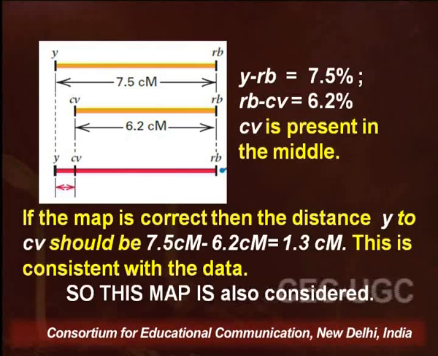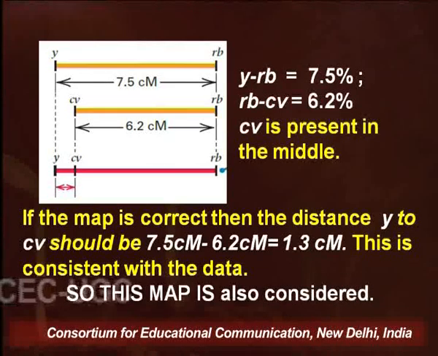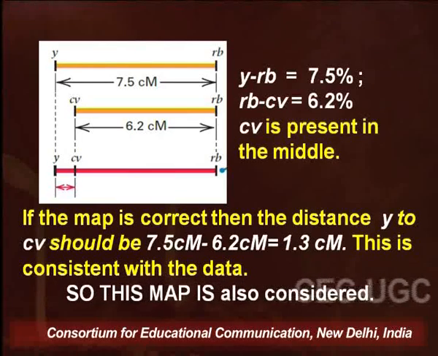Now, if this map happens to be correct, then we find that Y and RB is 7.5 centimorgans, all right. But then the distance between Y to CV should be 7.5 minus 6.2 equivalent to 1.3 centimorgans. Well, it is true in this case. So that means this is consistent with the data, and therefore we have to consider these two maps, that is the one which I showed you previously and the present one.